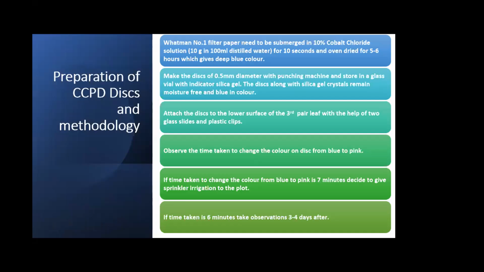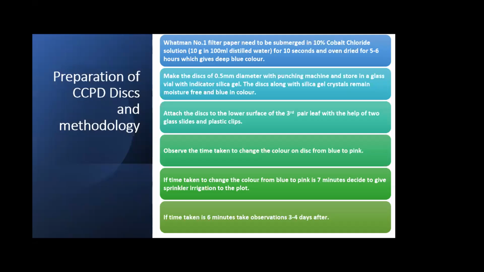And after making this disc, you have to attach it to the lower surface of the third pair of leaves with the help of 2 glass slides and plastic clips. Later on, you have to observe the time taken for the disc to change color from blue to pink.